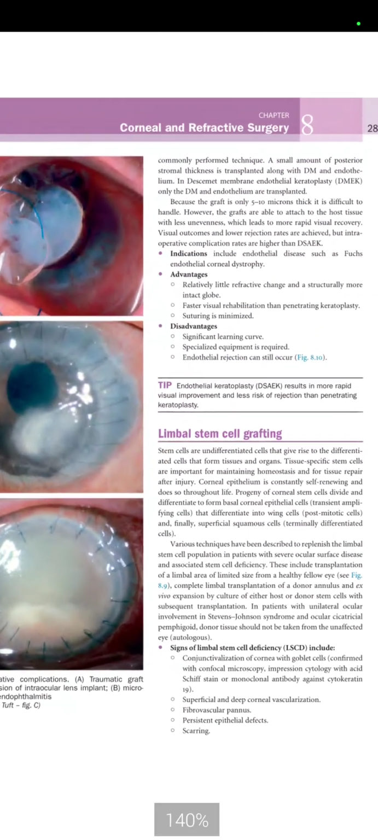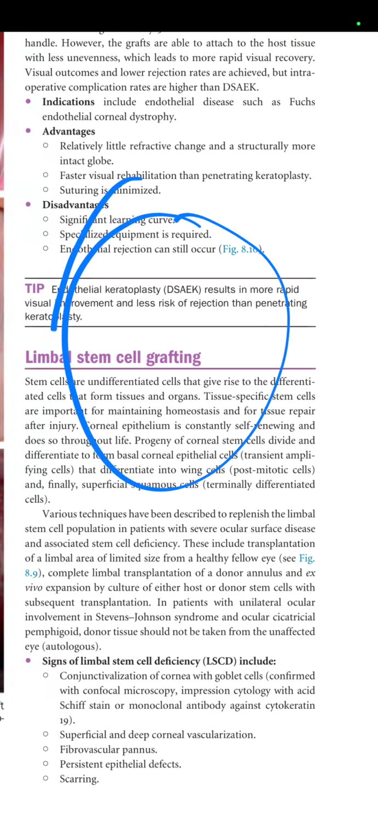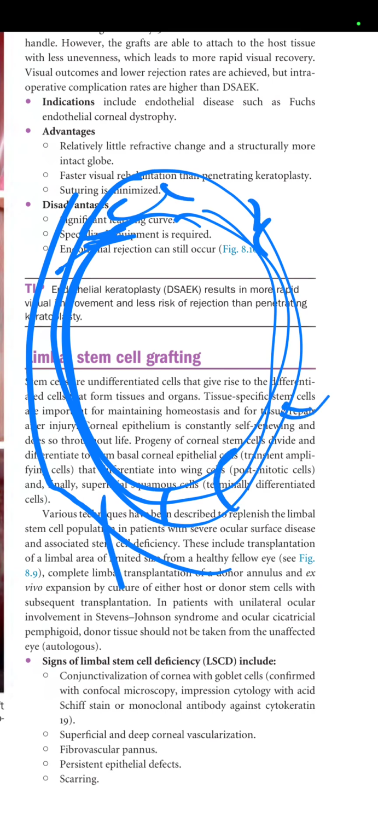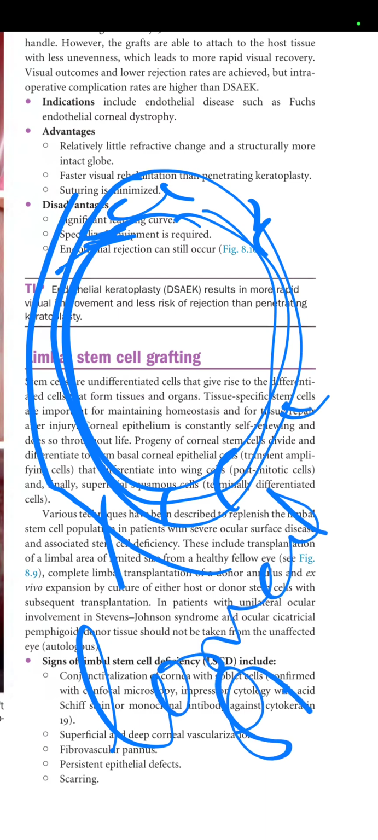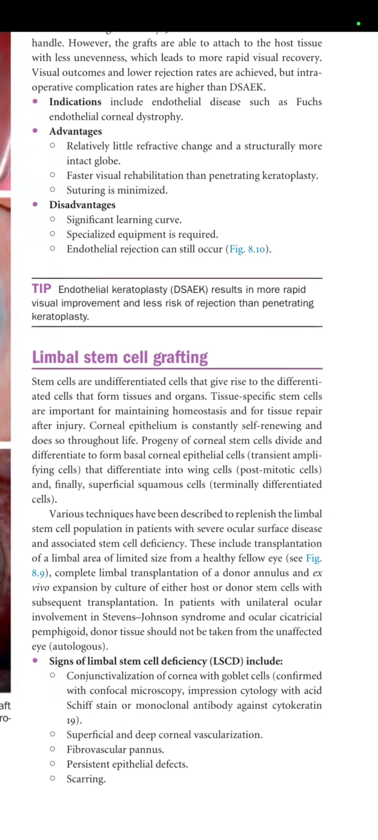Now we are going to study limbal stem cell grafting. The limbus is the area between the cornea and the sclera, in which there are the palisades of Vogt and the corneal stem cells. Corneal stem cells are important for the regeneration of the shedding epithelium.